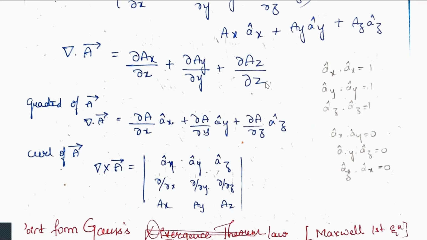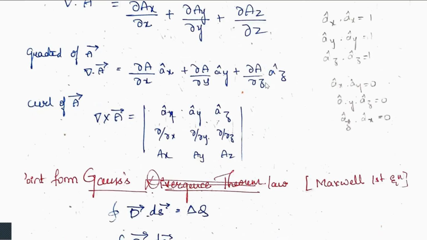Now the curl of a vector is found by nabla cross A vector. You have to do the cross product. So ax cap, ay cap, az cap, then dou by dou x, dou by dou y, dou by dou z, Ax, Ay, Az. If you find the determinant of this, then you will get the curl of that A vector.